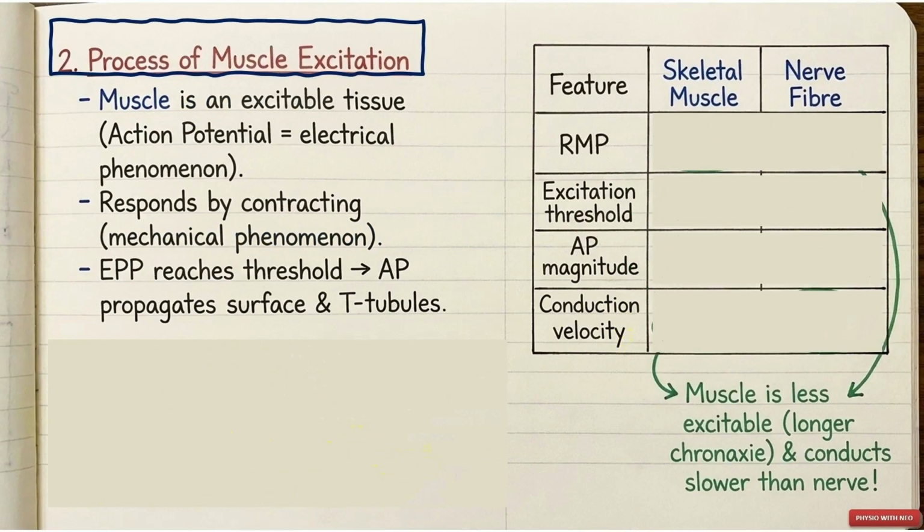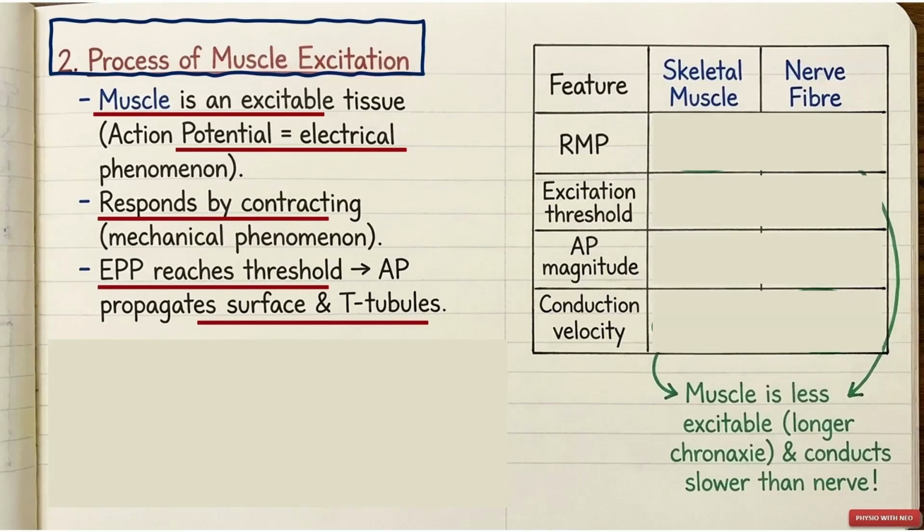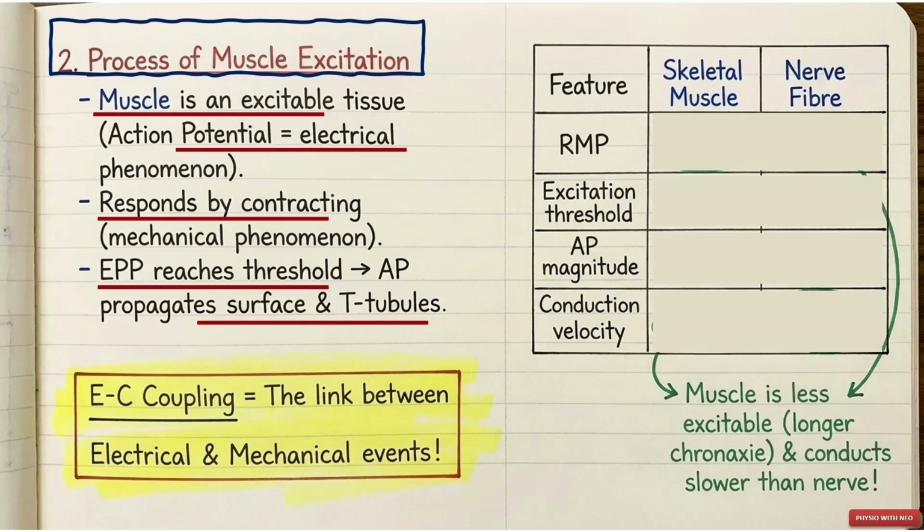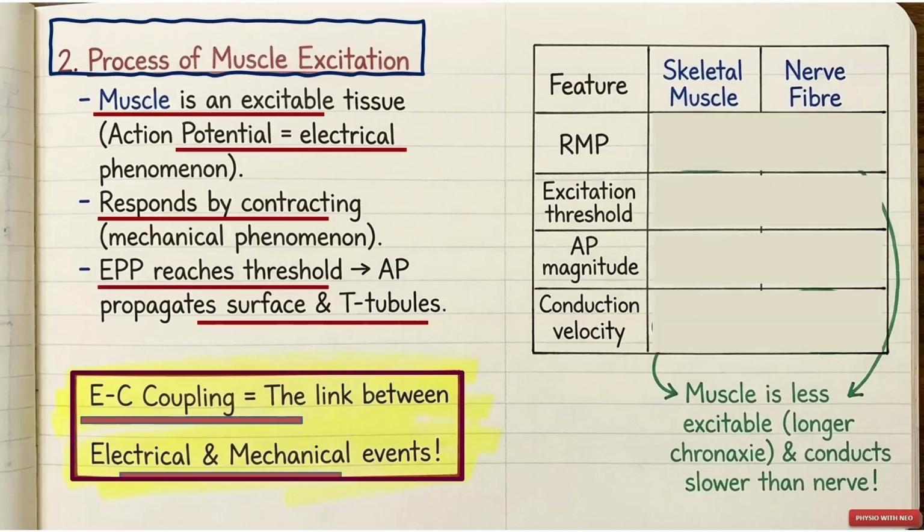Now let's move from anatomy to physiology. Skeletal muscle is an excitable tissue. That means it gets excited by an electrical phenomenon in the form of an action potential and responds by contracting, a mechanical phenomenon. The action potential travels along the sarcolemma and then enters the T-tubules. And remember what we just learned? The T-tubules carry the electrical signal deep inside the muscle. The electrical signal eventually reaches the excitation-contraction coupling machinery. This is the point where the electrical signal is converted into a mechanical event. So remember this very simple phrase: electrical signal causing mechanical contraction. That is the essence of excitation-contraction coupling.